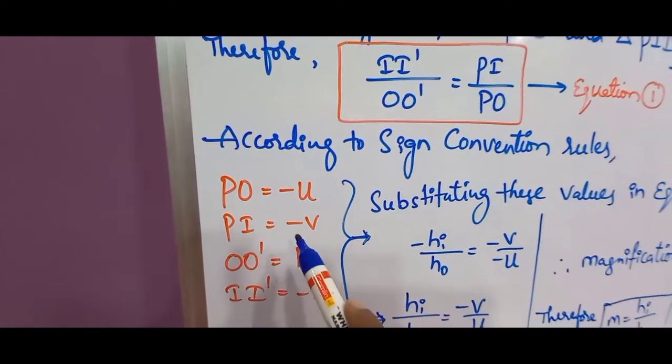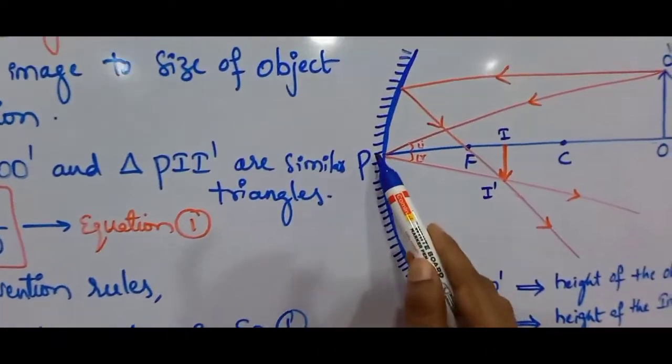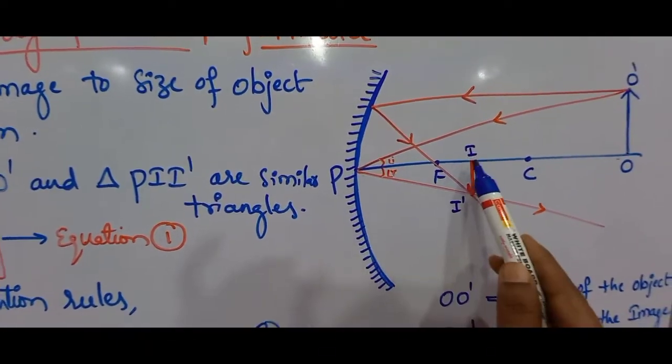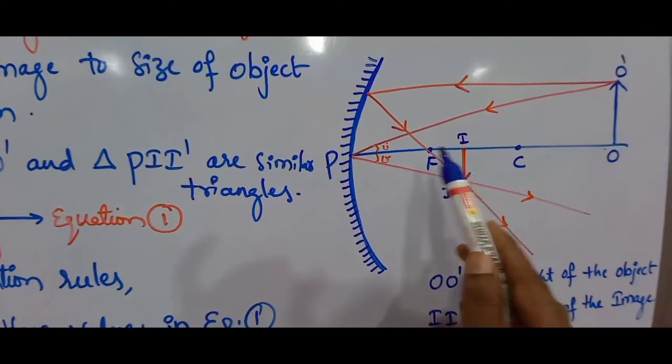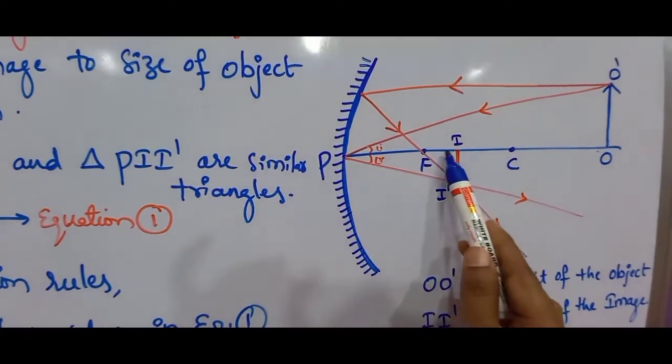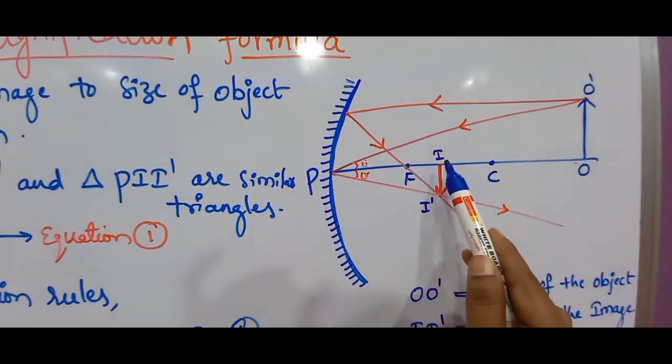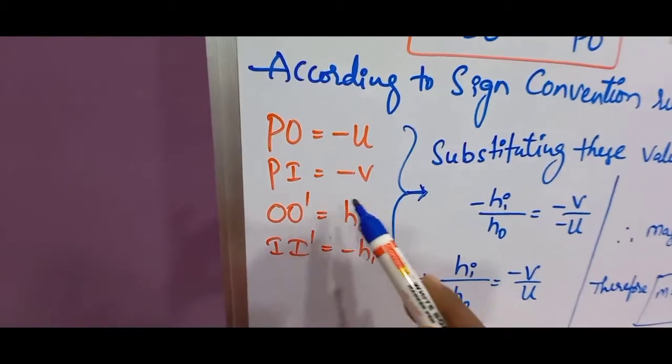PI is equal to minus v. From the point P to I, the distance is called the image distance, represented with the letter v, and it is also measured from the pole towards the image, that is towards the right hand side, which is opposite to the direction of the incident light ray. Hence v should also be taken as a negative quantity. PI is equal to minus v.